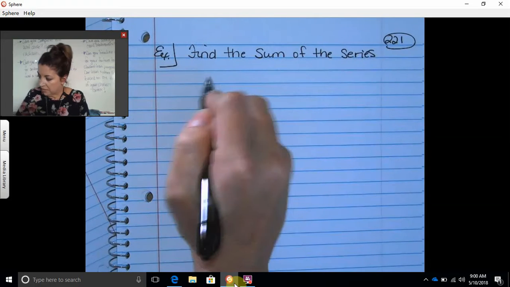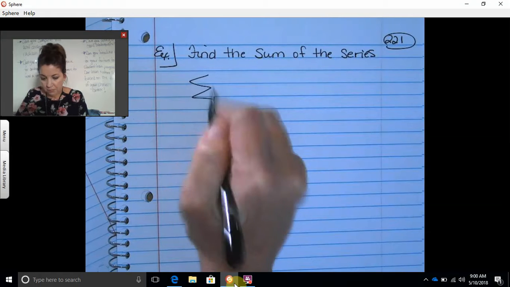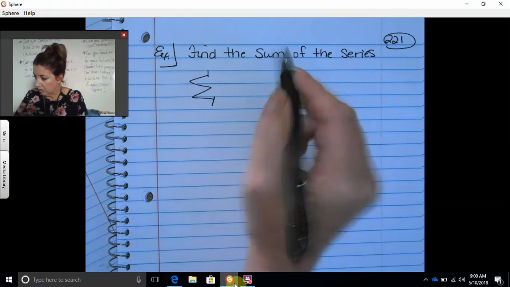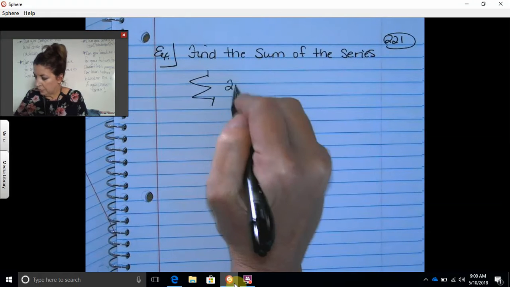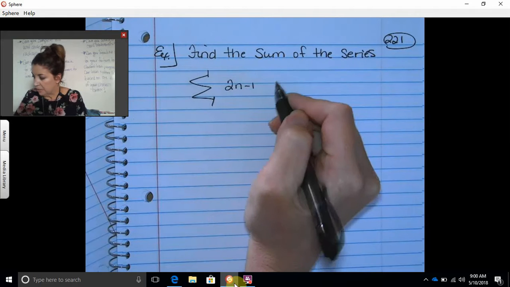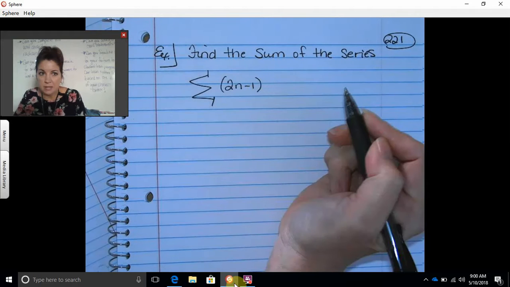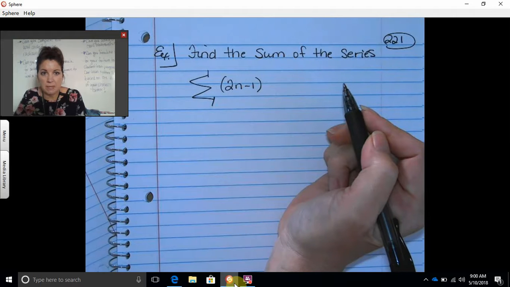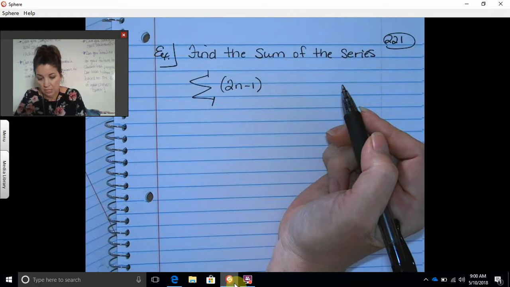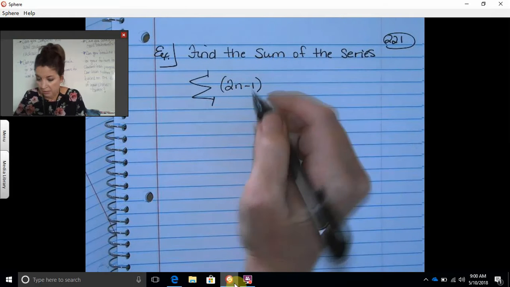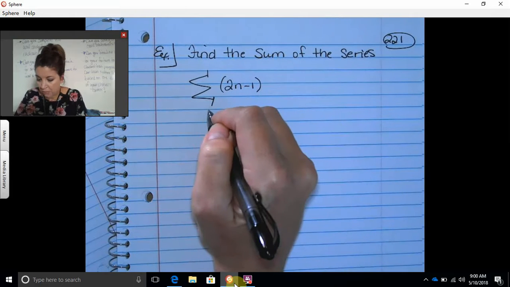We are going to find the sum of 2n minus 1. Sometimes it has parentheses around it, sometimes it doesn't. It does not make a difference in the problem if you see parentheses or you don't. For values of n from 2 to 6.